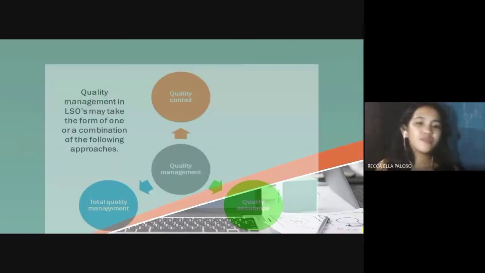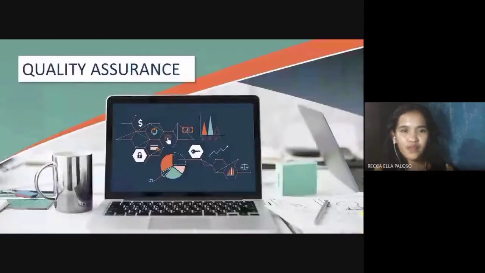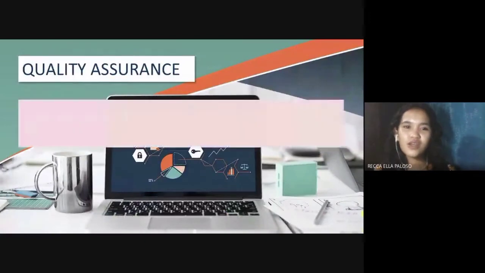Quality management may take the form of one or a combination of the following approaches: quality control, quality assurance, and total quality management. Those three approaches are combined to form quality management. So the first one is quality assurance.